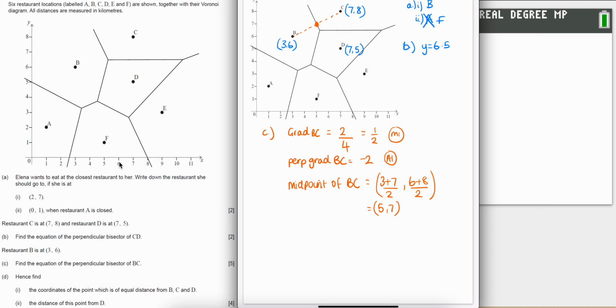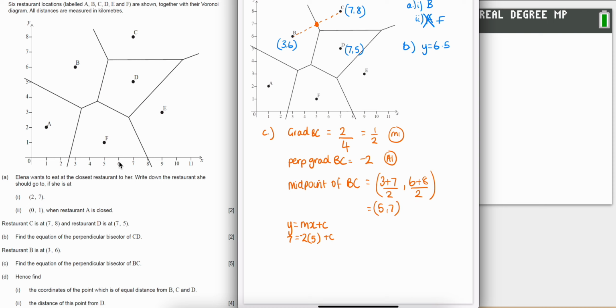And now we can find what the full equation is. We know that it's y equals mx plus c. We know that it goes through the midpoint, which is 7 for y and 5 for x. And we know that it has a gradient of -2. And that then gives me my full equation. I need to find what is c.